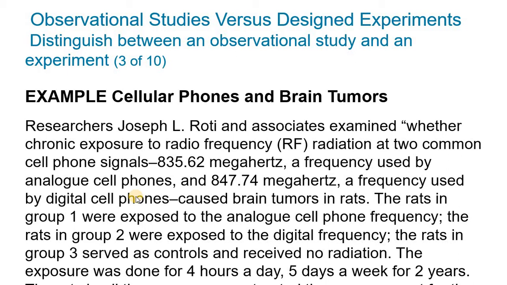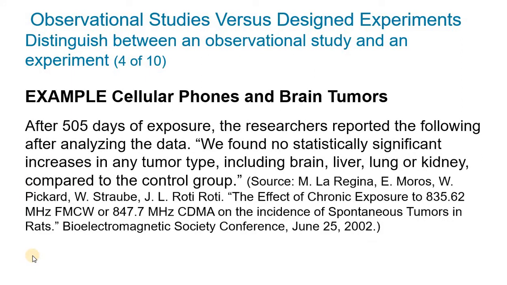The rats in group 1 were exposed to the analog cell phone frequency. The rats in group 2 were exposed to the digital frequency. The rats in group 3 served as a control and received no radiation. The exposure was done for 4 hours a day, 5 days a week for 2 years. After 505 days of exposure, the researchers reported the following. After analyzing the data, we found no statistically significant increase in any tumor type, including brain, liver, lung, or kidney, compared to the control group.